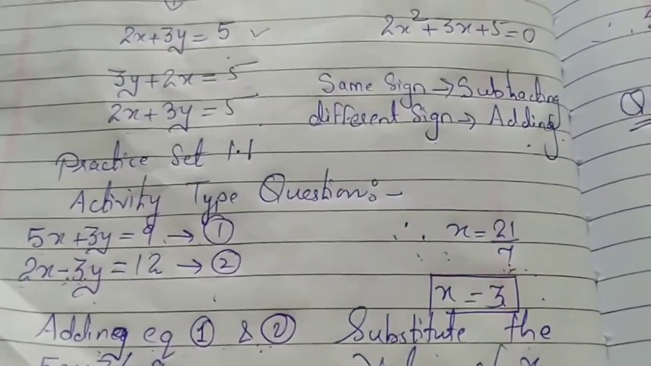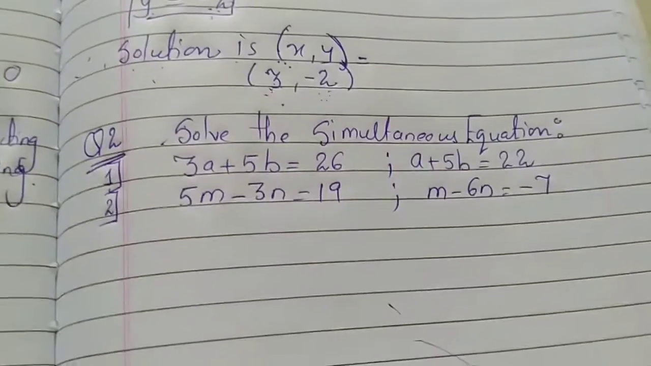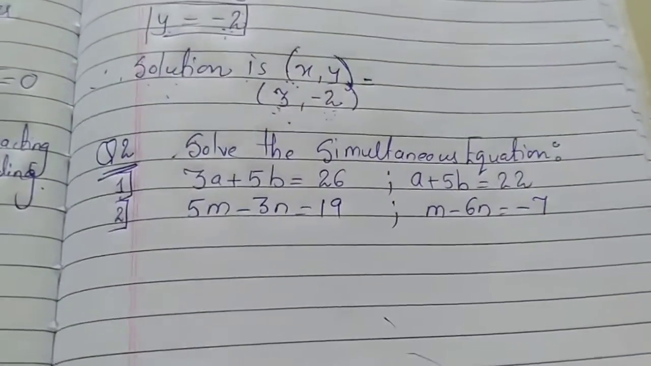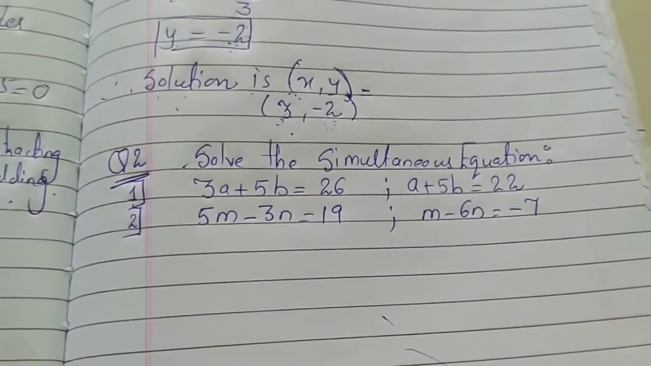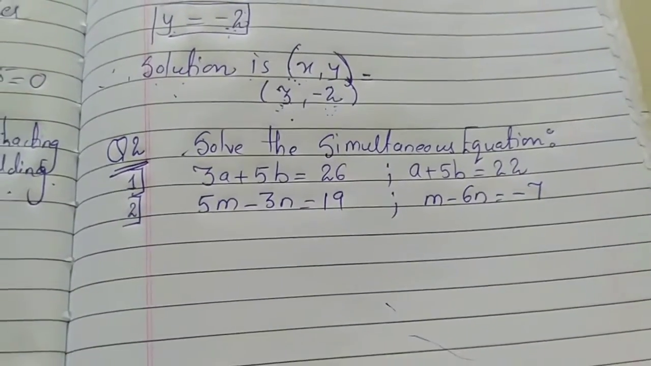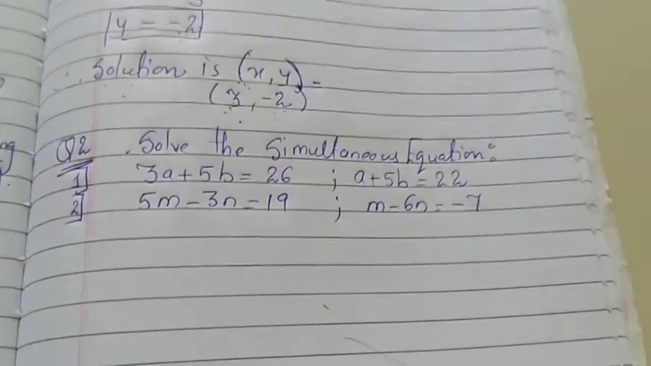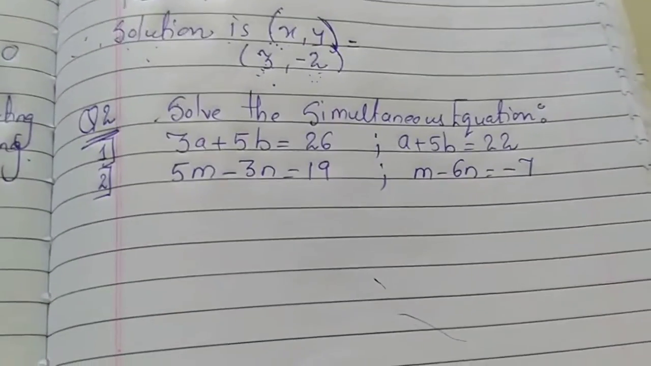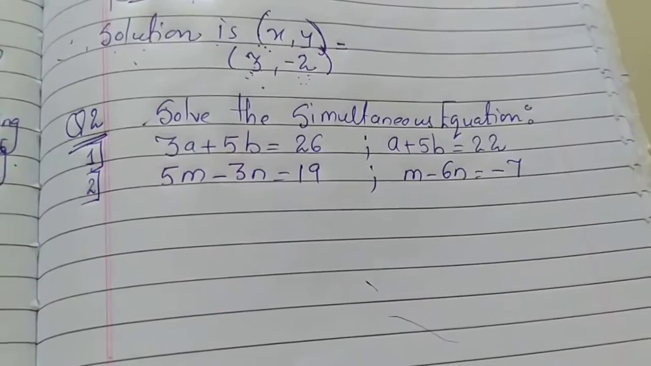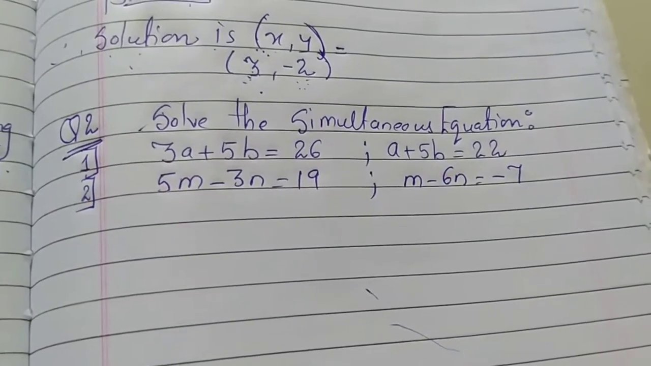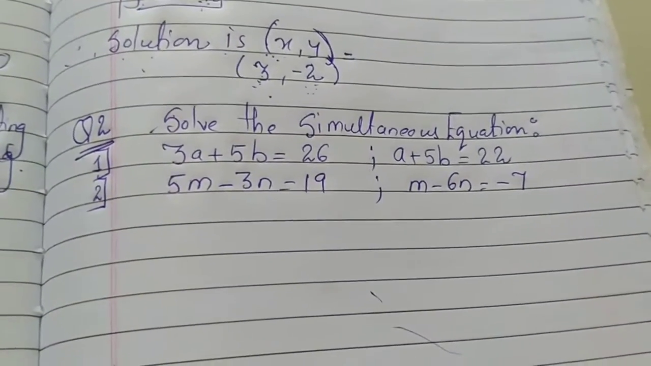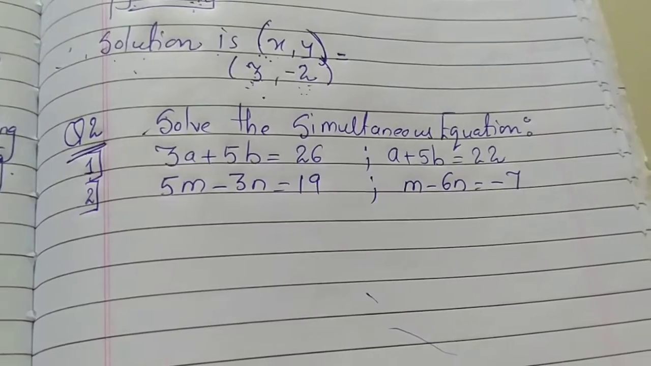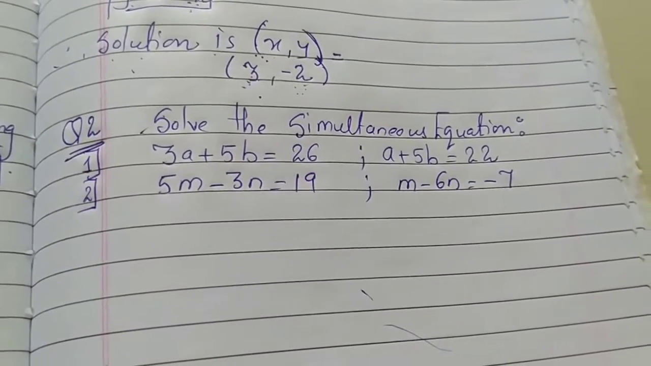So the first sum which we have done is an activity question. Then comes the second question, that is, solve the simultaneous equations. Here in the exercise there are, I think, 5 or 6 or 7 sums. Today let's start and we'll see how many sums we will be able to do, because I am going to teach you, but you have to practice also, because practice only makes you perfect. Without practicing you will not be able to do maths at least.